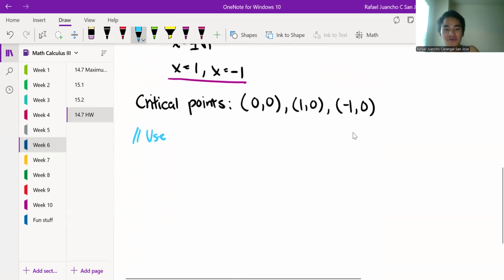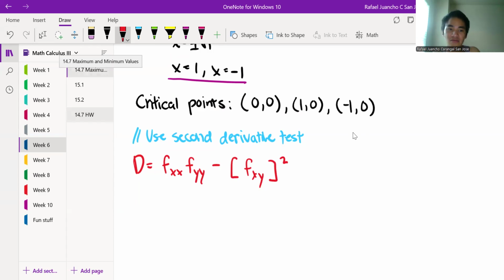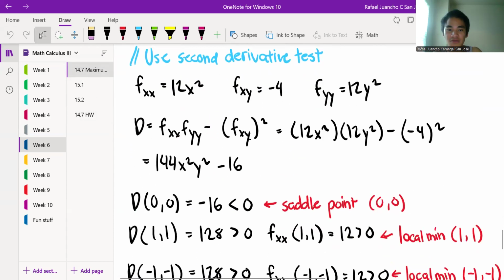And then from there, we use the second derivative test, where we basically get our derivative, multiply its xx and yy, and subtract that from their xy squared, because that was the formula. I'm just writing it in a short way.